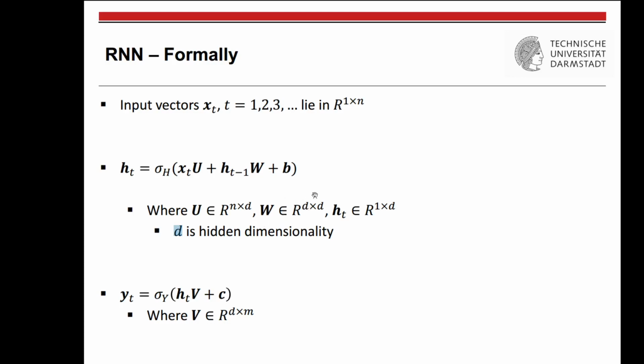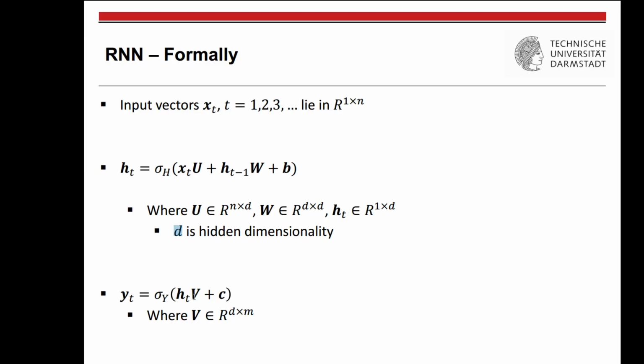Then W is a d times d matrix. That is because the hidden dimensionality is d, and we take a vector of size d, and then we map it to a vector of size d. And then finally the output. Well, okay, so here's the output.